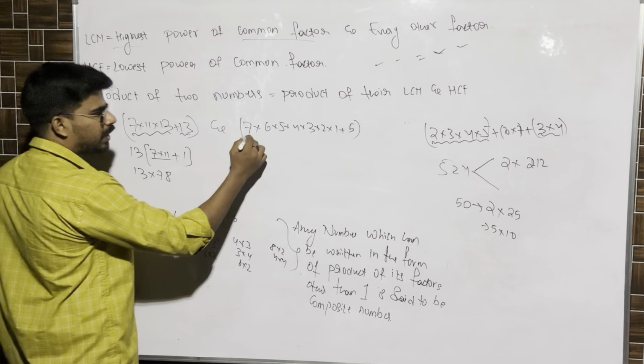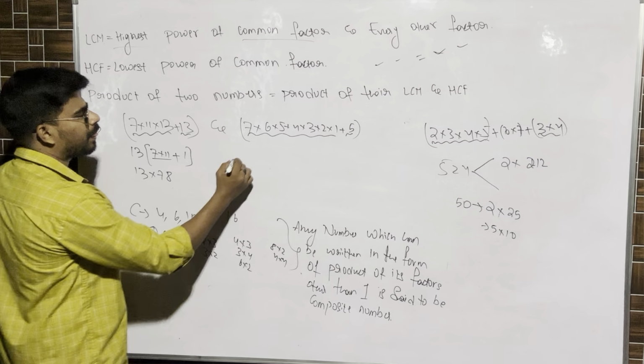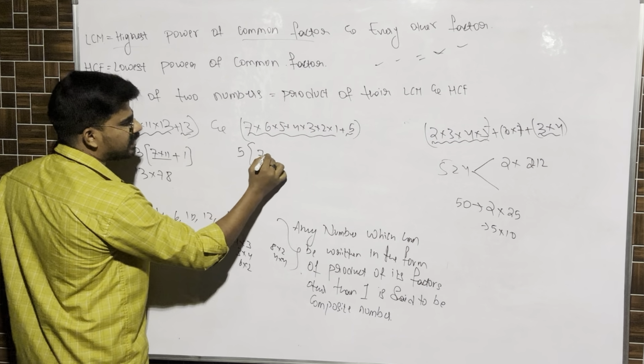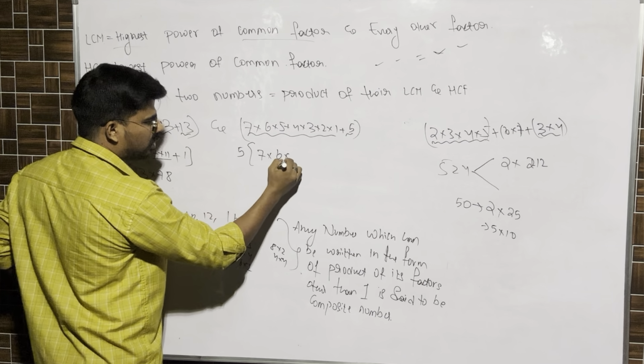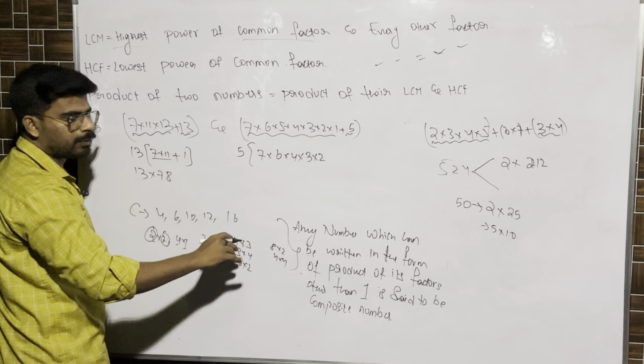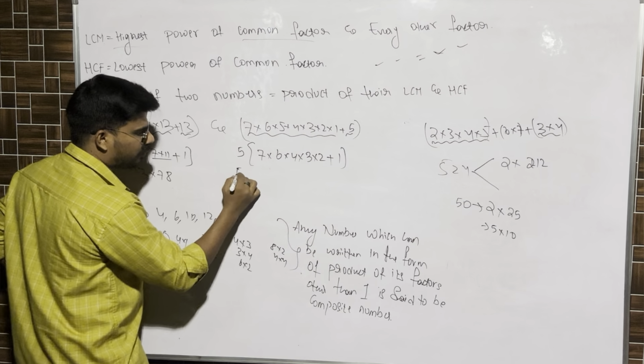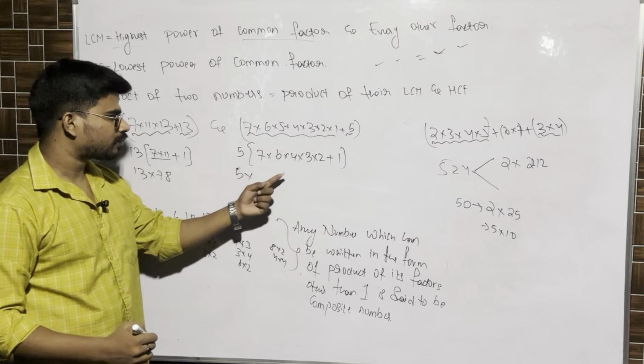Now the second. From here to here, this is the first term. This is the second term. What can I take common? 5. If I take 5 common, I'll have 7 into 6 into 5 is gone, 4 into 3 into 2. Into 1 is the same, so I'm not writing 1. Plus, 5 is gone, 1 remains. So 5 into, multiply all of these terms.